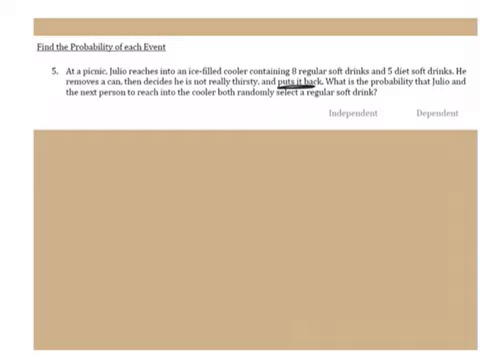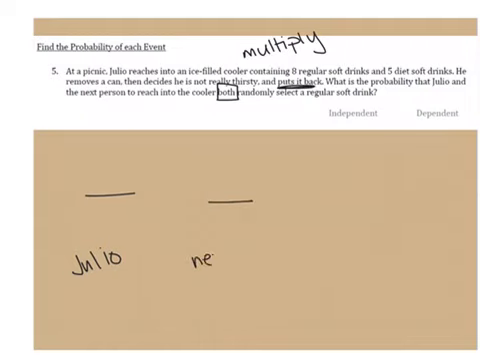Okay, so here's another keyword that we're looking for, both. Remember, both tells me to multiply. So we're going to multiply these. So I'm going to find the probability of Julio getting the regular soft drink, and then I'm going to find the probability of the next person getting a regular soft drink. And we're going to multiply them together. So I'm going to do this before I determine if it's independent or dependent.